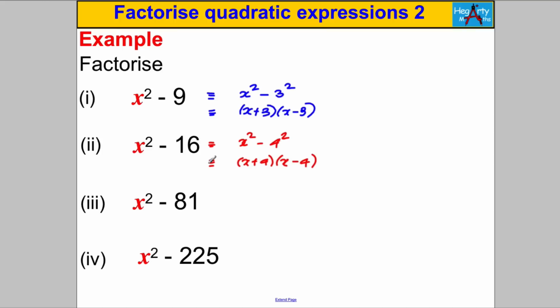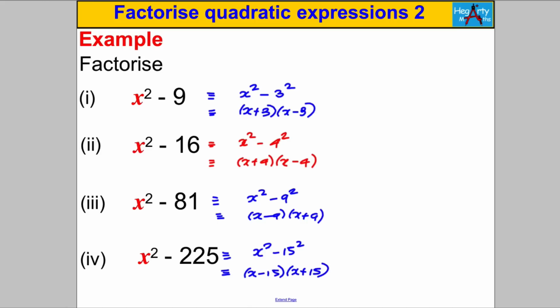Now you could write them the other way around, x subtract 4, x add 4, it doesn't really matter. The next one. Straight away I want you to spot that's x squared subtract 9 squared, and I want you to therefore factorise it as x. Let's put the takeaway first from now on, x take away 9, x add 9. And the last one, you need to know your squares. 225 is 15 squared, so this is x squared subtract 15 squared, so therefore it factorises to x subtract 15, x add 15. Simple as that, and we're done.